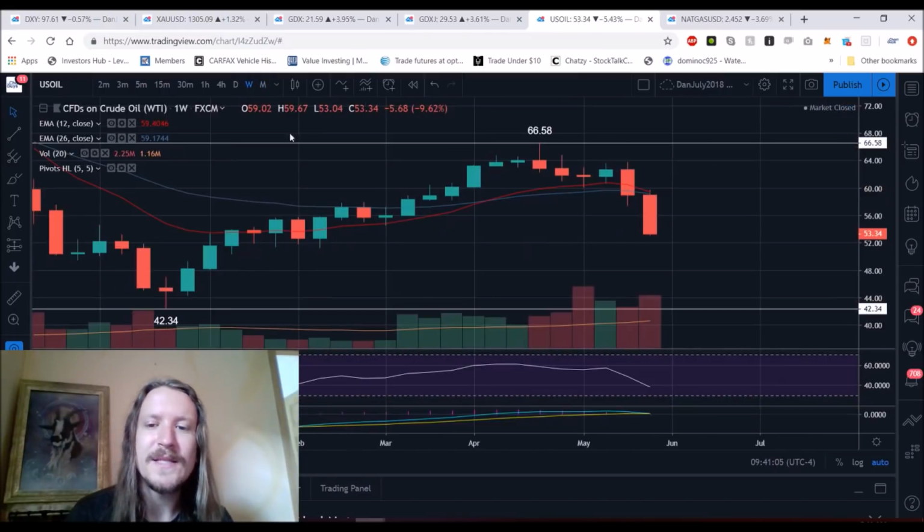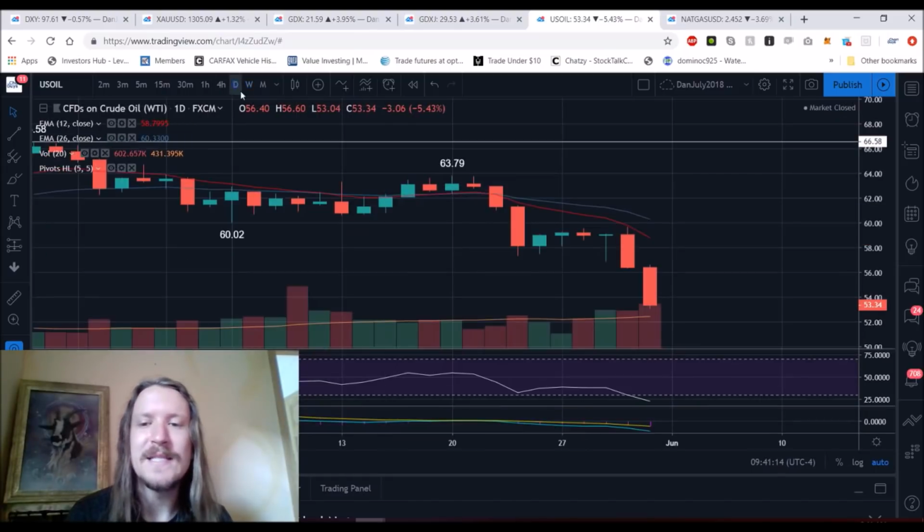And looking at it on the weekly time frame, not close to oversold, but we're getting there. We're in the 30s for the RSI. The next clear weekly support level is 51.22. And the daily time frame very extended now. The daily RSI is down at 23.5.